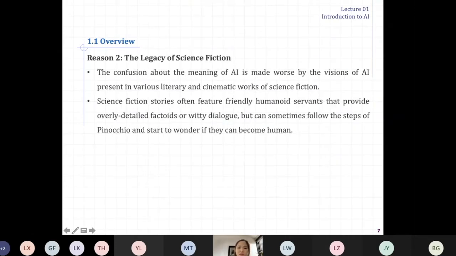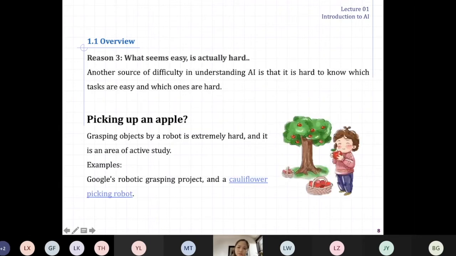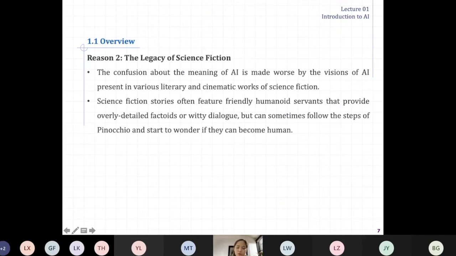The second reason is the legacy of science fiction. There's a lot of confusion about AI because the visions of AI are presented differently in the world of science fiction. Usually in movies like Star Wars, these science fiction stories often feature friendly humanoid servants that provide very detailed, very witty dialogue. Sometimes they even follow the steps of Pinocchio, who starts to think on his own, about whether he can become human or not. Like Pinocchio, they have their own thinking, but that's not the case with what we have today. Because of science fiction, it creates a lot of confusion about how AI is supposed to behave.